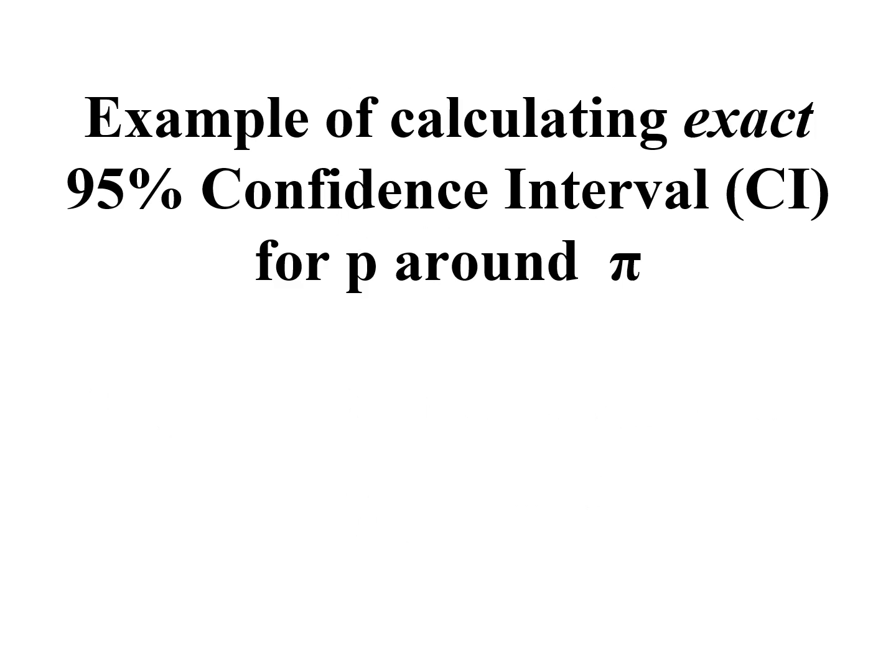Now, so far, we've only been estimating the confidence interval for p. We looked at the histogram, we kind of gauged where the 2 standard errors below the mean and 2 standard errors above the mean were located, and from there we built a confidence interval. But that's just an estimate. Now we're going to cover an example of calculating the exact 95% confidence interval for p around pi.